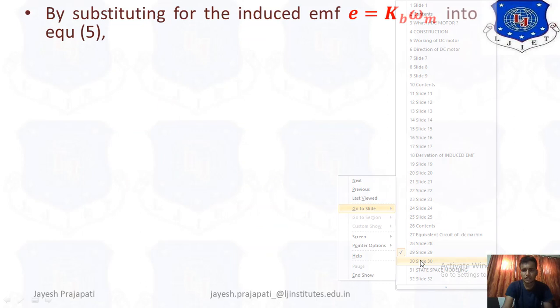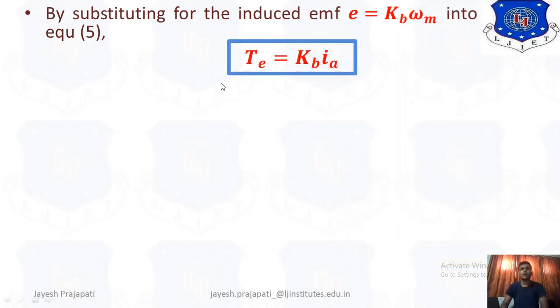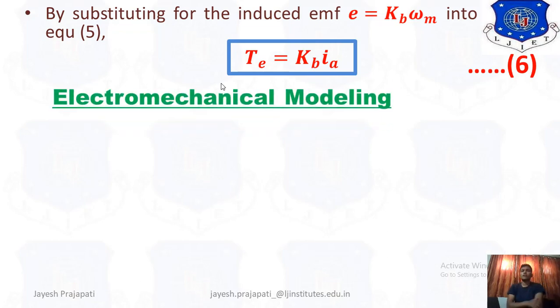So if we see the final equation, TE is equal to KB into IA. We can say that that is equation number 6. Now that is the electromagnetic torque. Now we have to model, and the main purpose is the modeling of the DC machine. So now we use some modeling equations, the electromechanical modeling.